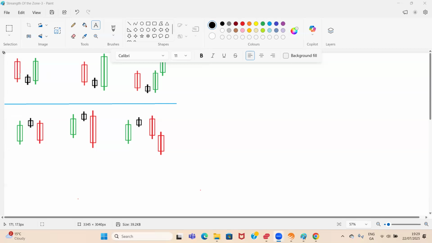What makes a zone is a combination of three candles. And if you're writing it down, write it down. The first candle of the zone is called the leg in candle. The second candle of the zone is called the base candle. The third candle, which is the last candle, is called the leg out candle.